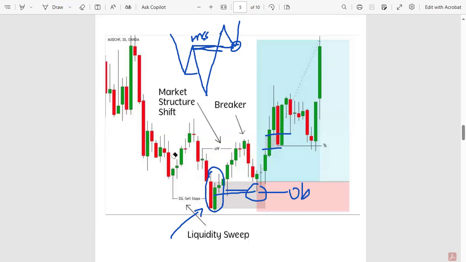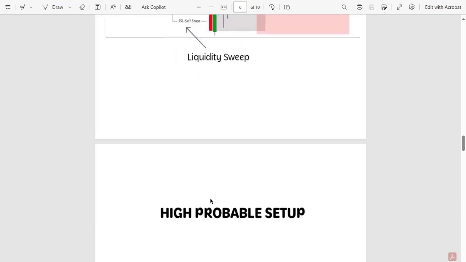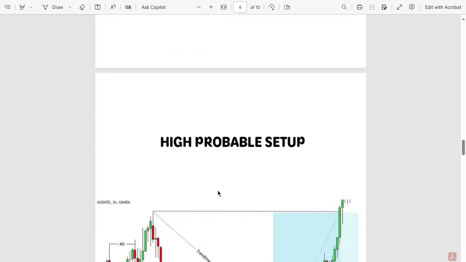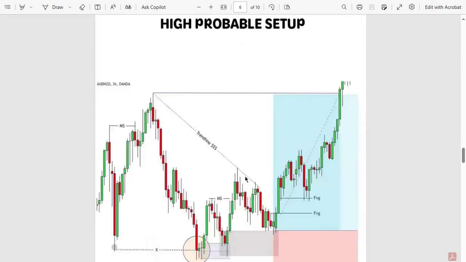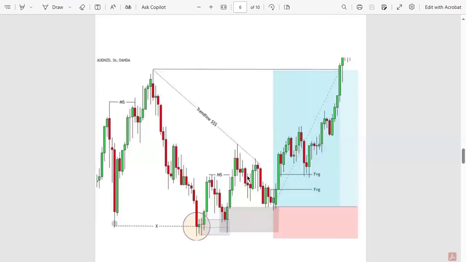That's our first example. Let's take another example. Another example is here. See how breaker blocks work. If you check on these examples, the entries were on the order blocks. But I'm just showing you how you can trade differently. You can take an entry on this order block and then a re-entry on the breaker block. It depends on your trading style.